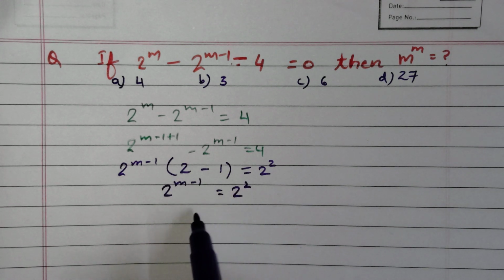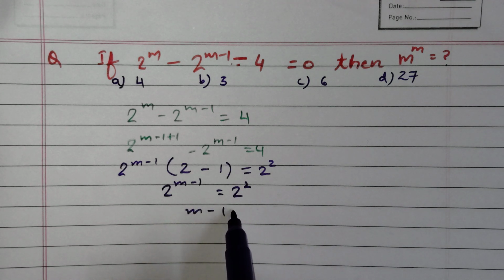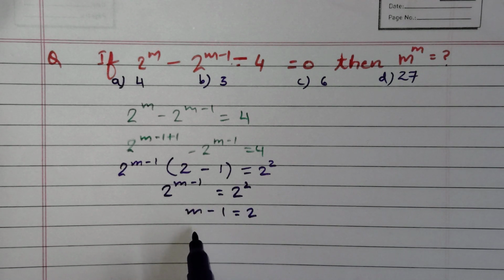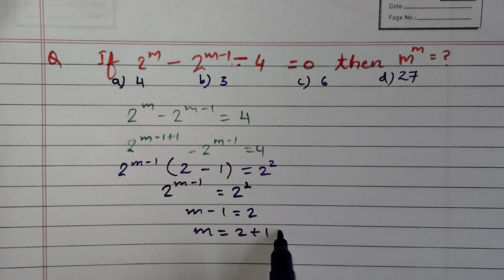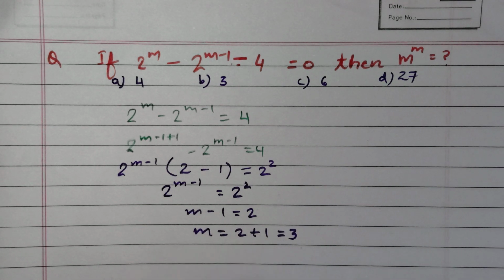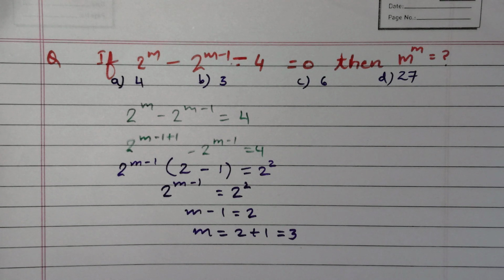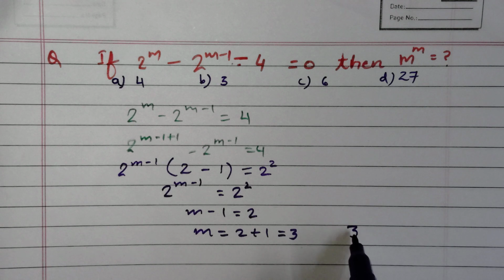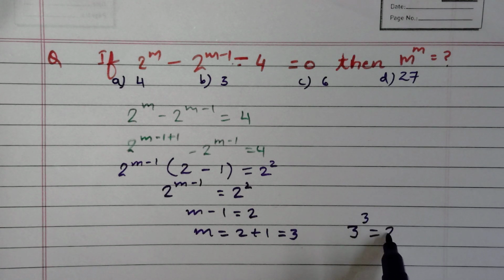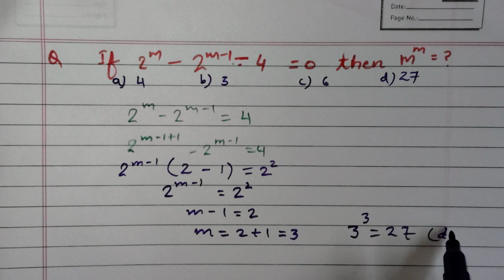Power comparison gives us m minus 1 equal to 2. Adding 1 on both sides, we get 2 plus 1 as m, that means m equal to 3 as the answer. If m equal to 3, we need m raised power m, so we need 3 raised power 3, that will give us 27. That means D option is the right answer.